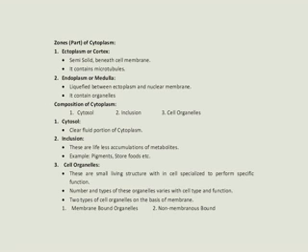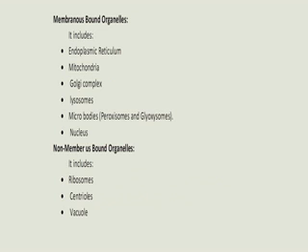The number and types of these organelles vary with the cell type and their function. There are two types of cell organelles on the basis of presence of membrane: membrane bound organelles and non-membrane bound organelles. Membrane bound organelles include endoplasmic reticulum, mitochondria, Golgi complex, lysosome, microbodies, and nucleus. Non-membrane bound organelles are ribosomes, centrioles, and vacuoles.